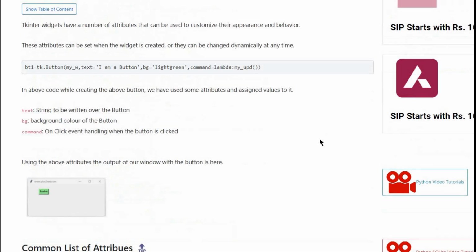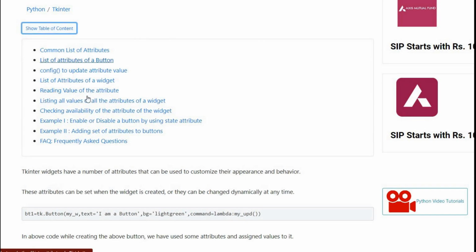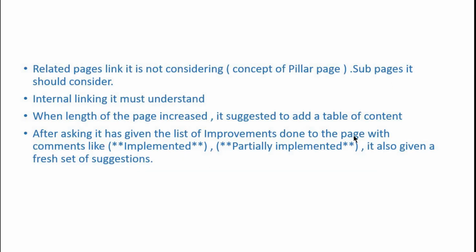Based on these suggestions, we have added some sections and changed the headlines also, giving more descriptive headlines, and added at the top a table of contents. So you are given all the links to the subheadings. Here are some of the suggestions we implemented, and this is our observation.